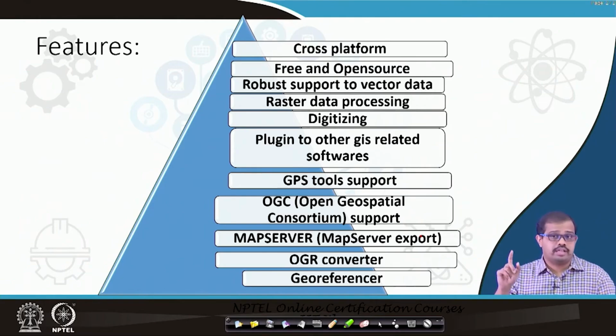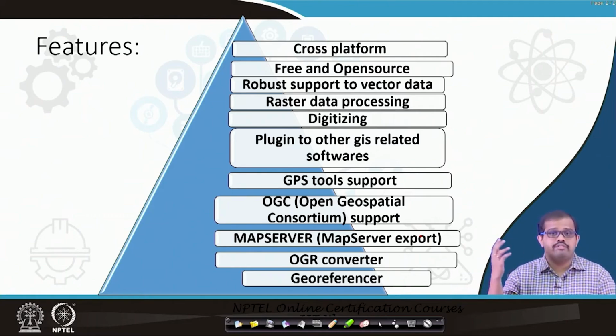Robust support for vector data. Vector data is its prime point. Handling vector data is where QGIS excels. You have probably seen how well it can handle most of the vector data in the last 2 weeks of this particular course. Then you have raster data processing. This is with the help of GRASS. As we spoke previously, GRASS is very effective in terms of handling raster data. So this combines GRASS with itself, so the raster data processing is also quite effective.